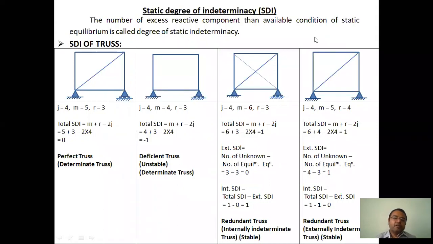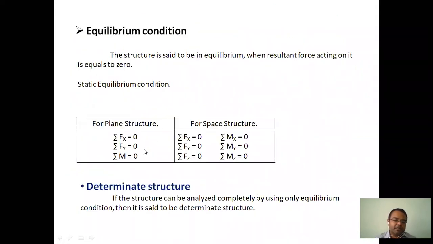So now come to the SDI, static degree of indeterminacy. These are the number of excess reactive components over the available conditions of static equilibrium, called the degree of static indeterminacy. Of course, we know the available conditions of static equilibrium.